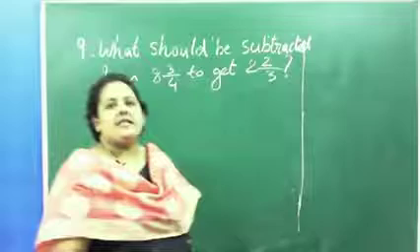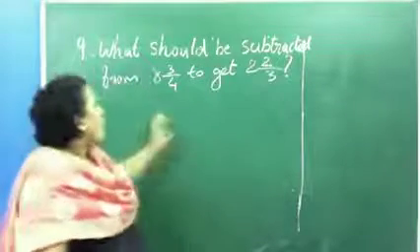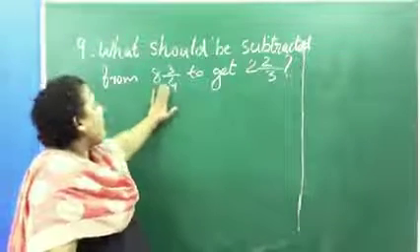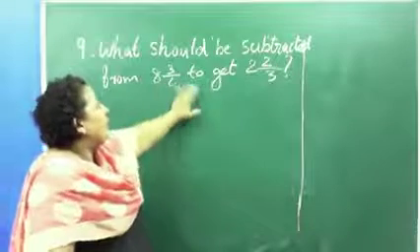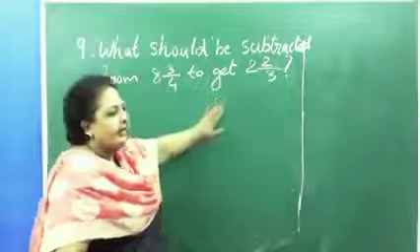Okay. The ninth question of your exercise is, what should be subtracted from 8 2 by 3 by 4 to get 2 2 by 3?